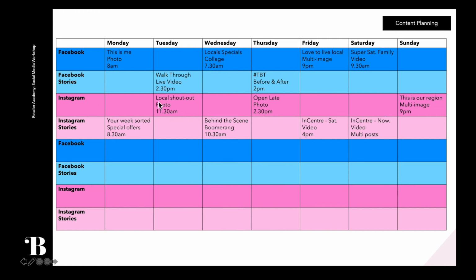When I look at Instagram, I'm doing a Tuesday local shout out. So Facebook has Monday covered, Instagram has Tuesday covered. I'm not necessarily doubling up on Facebook and Instagram in the same week. You can see here on Monday on Facebook, but Instagram is on stories, not the feed. So trying to work out your planning to say what's the most valuable, useful post for this time and creating a bit of a planner.